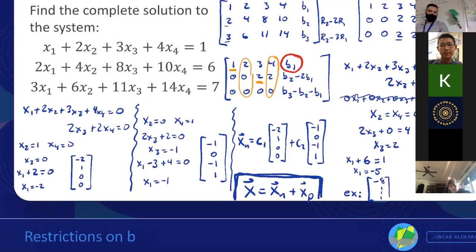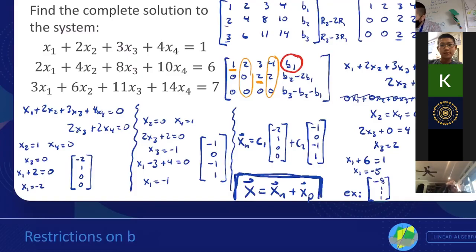I'll have -8 plus 2 plus 3 plus 4, so -8 plus 9 is 1. I'd have -16 plus 4 plus 8 plus 10, which would give me my 6. And then I'd have -24 plus 6 plus 11 plus 14, which is 7.